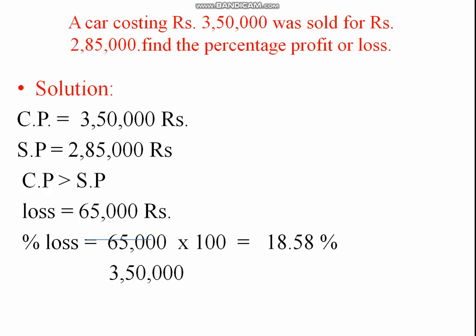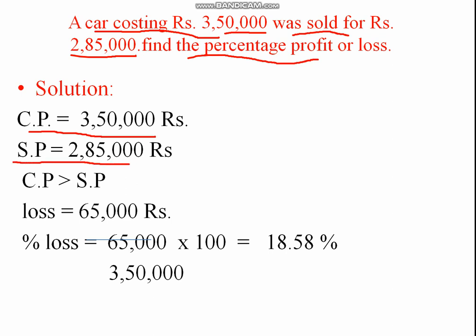Similarly, see the next problem. A car costing rupees 3,50,000 was sold for rupees 2,85,000. Find the percentage profit or loss. So first observe the given things. We are given the cost price and the selling price. So cost price is 3,50,000 and selling price is 2,85,000.